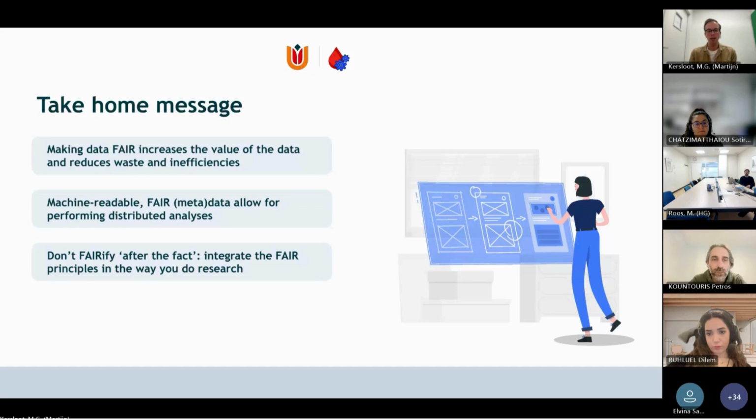But if we can combine multiple data sets into a larger one, we can answer more research questions. And important to take home: don't verify your data or your metadata after the fact, after you've done your research project, but really try to integrate all of these steps to make your data more FAIR in the way that you do research.